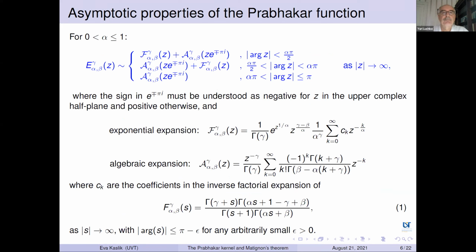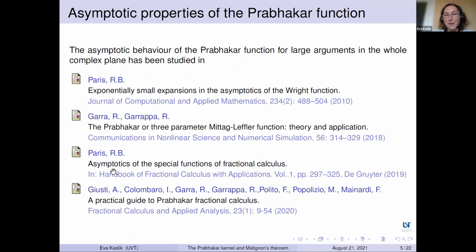Actually, I have to mention that I'm by far not a specialist in special functions, so I am just using them as tools, and I really appreciate the comment. We have used the asymptotic behavior, these properties of the Prabhakar function, as a tool for our proof, and we were happy to go back to the papers of Professor Paris.